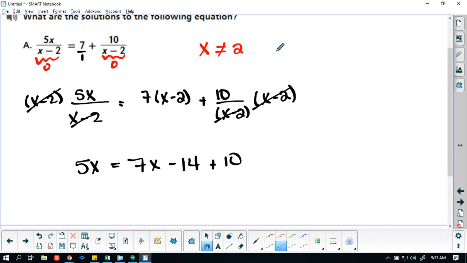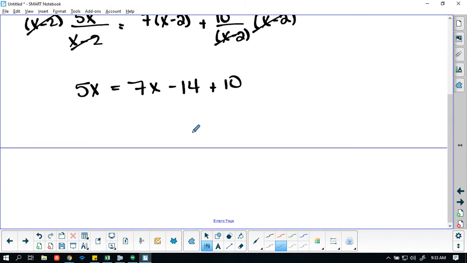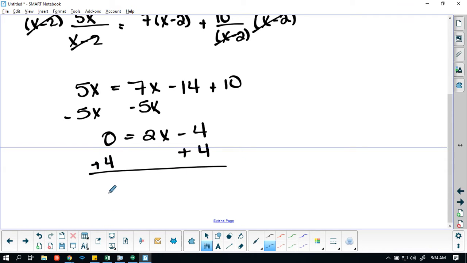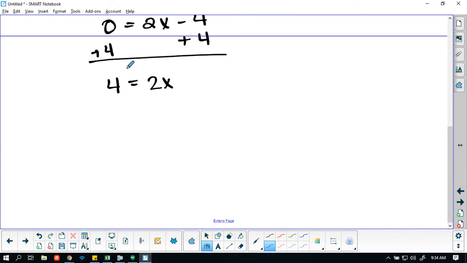Sorry, that was a book. Okay, so now working through this, I'm going to subtract 5x to keep the x positive. I now have 0 equals 2x minus 4. Add the 4 to each side. Since this is linear, we could just add the constant to one side to solve for the x on the other. Divide by 2, and we get 2 equals x.